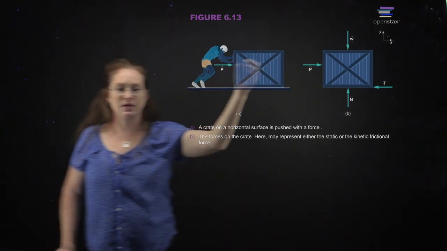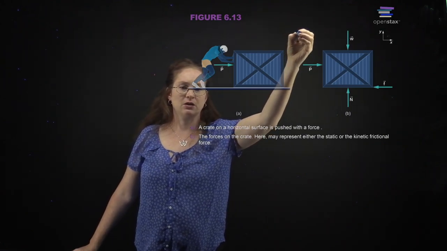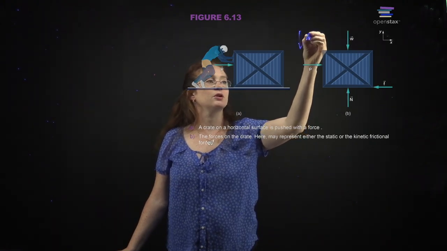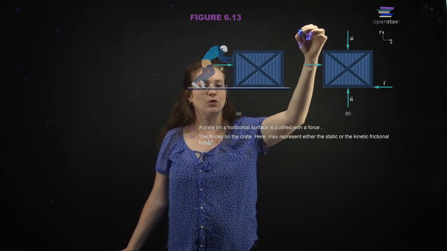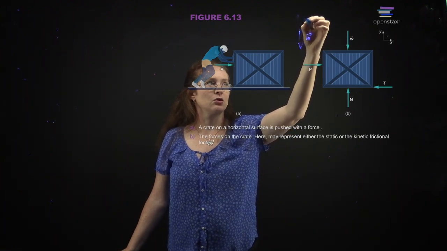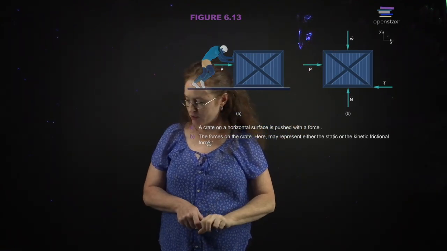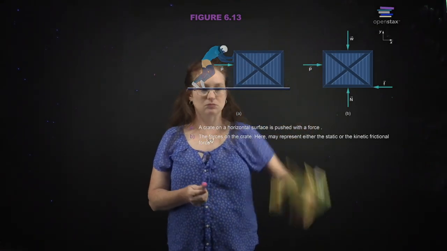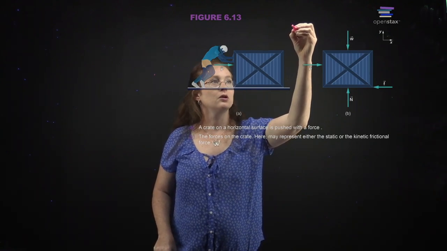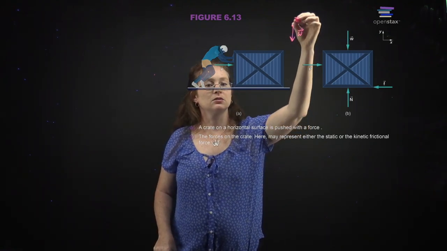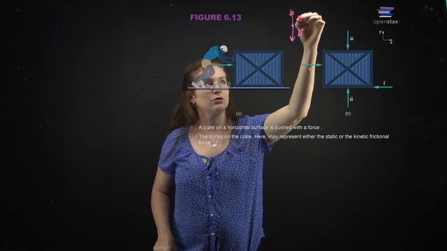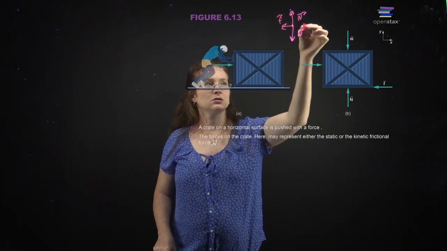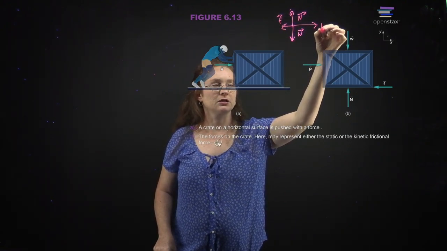I'm going to sketch the free body diagram here just to make it a little bit clearer. Here I've got weight. I'm going to put it all at one point. Weight, normal force. This marker is dead. We're going to swap markers. Weight, normal force, friction, pushing.